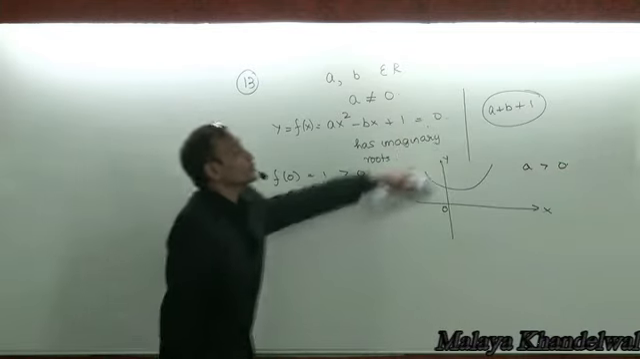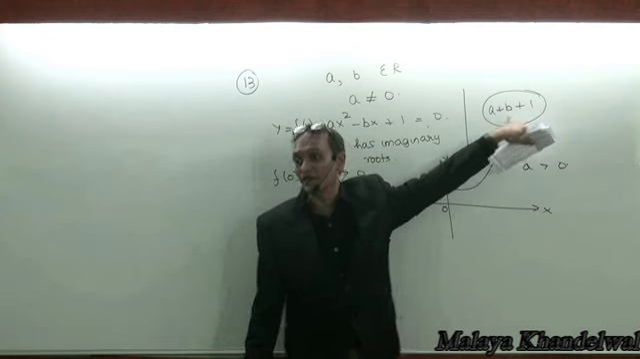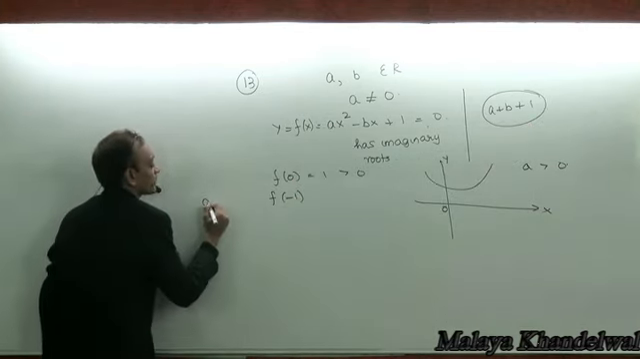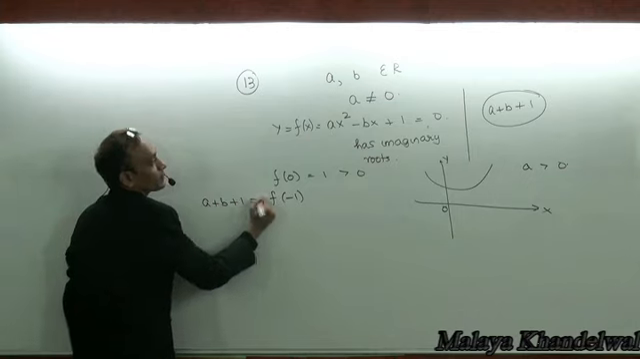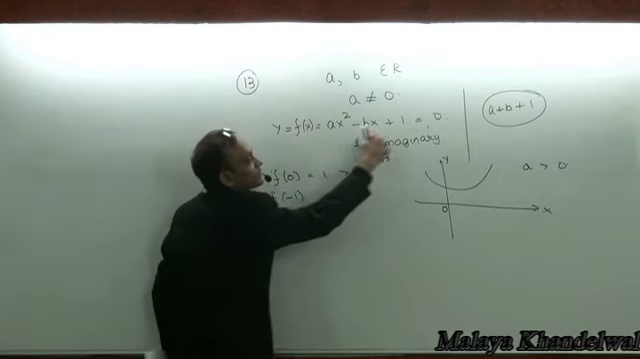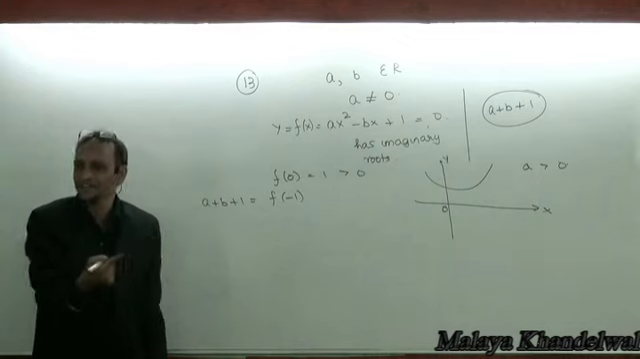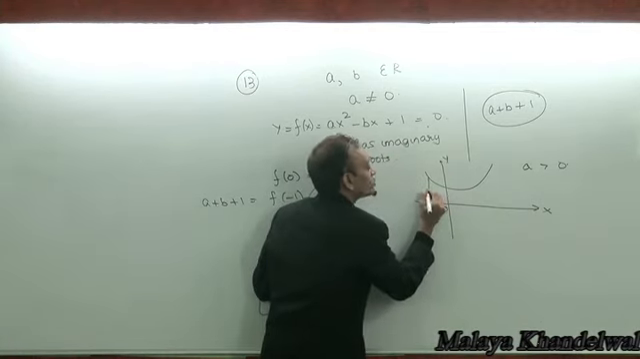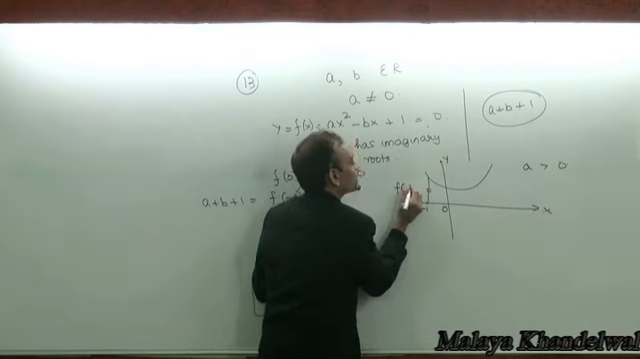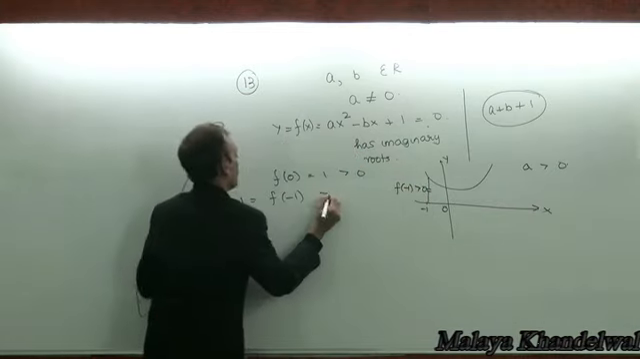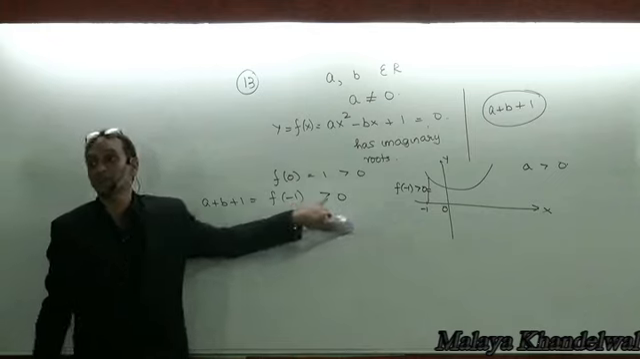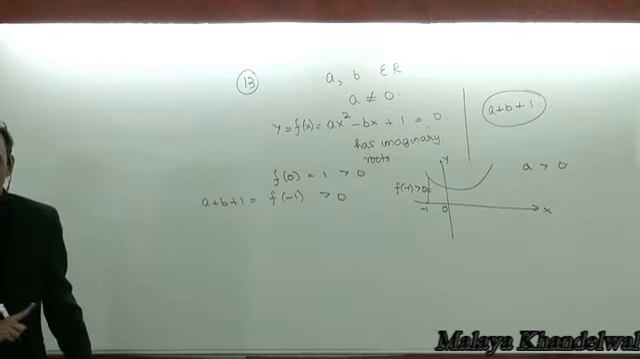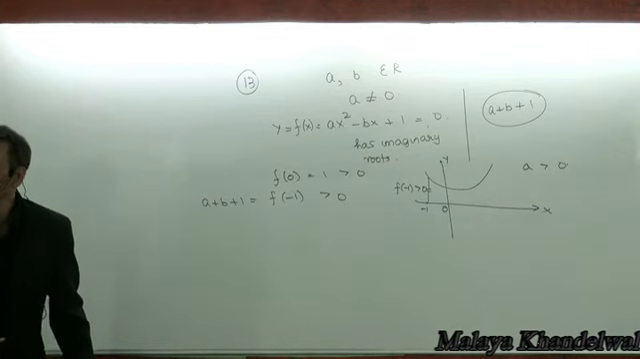Also, we need to ascertain the sign of a plus b plus 1. What is a plus b plus 1? f of minus 1, isn't it? See, a plus b plus 1 is f of minus 1, the value of this expression at x equal to minus 1. And even at x equal to minus 1, it's going to be positive. That's f of minus 1. Very clearly it's positive. So the sign of a plus b plus 1 is positive. Yes or no? Are you all okay with this?